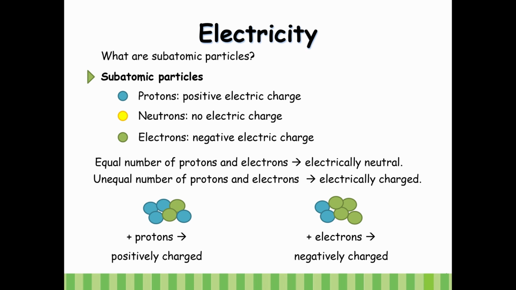Electricity. What are subatomic particles? Subatomic particles are protons, neutrons, and electrons. Equal number of protons and electrons: electrically neutral. Unequal number of protons and electrons: electrically charged. Protons are positively charged. Electrons are negatively charged.